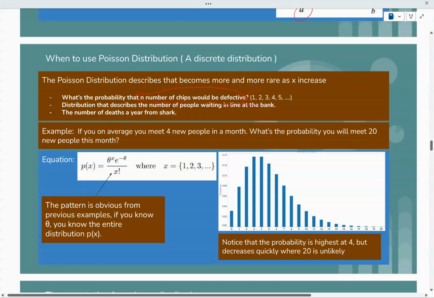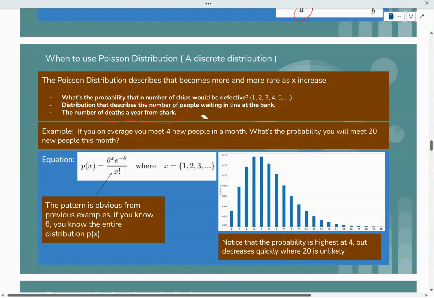Well, you notice this is discrete, n number of chips. And more likely than not, you're going to have a couple, like maybe 3 or 4. But the probability of you having more than that, 16, 17, 18, gets very, very unlikely. Or distributions that describe the number of people waiting in line at the bank. So when you show up to the bank, how many people are going to be in front of you? Probably a couple, but it's unlikely that you have 100. Or the number of deaths a year.